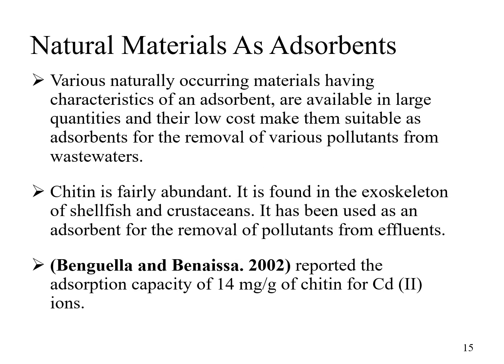Natural materials as adsorbents. Various naturally occurring materials having characteristics of an adsorbent are available in large quantities, and their low cost makes them suitable as adsorbents for the removal of various pollutants from wastewater. Chitin is fairly abundant. It is found in the exoskeleton of jellyfish and crustaceans. It has been used as an adsorbent for the removal of pollutants from effluents.